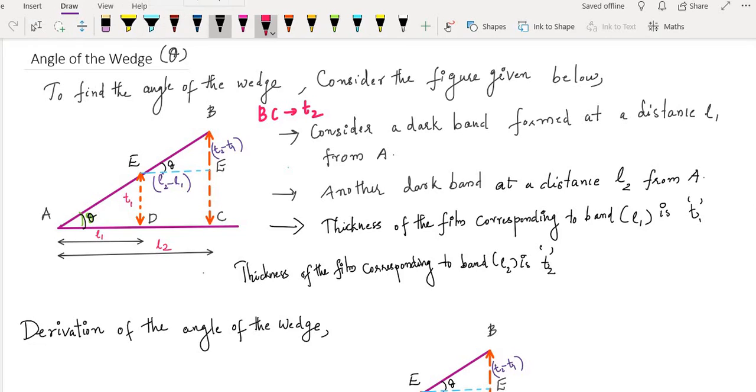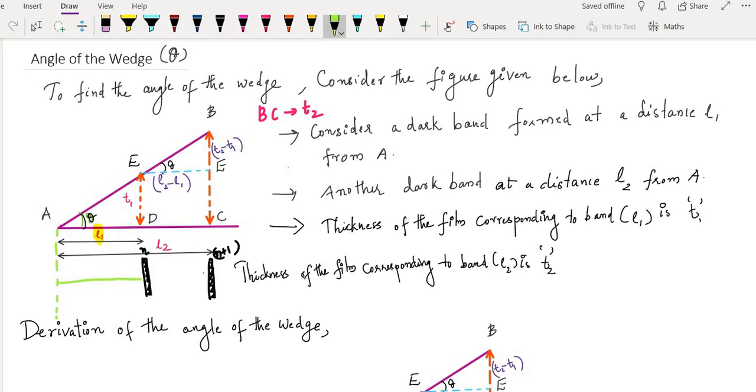We are getting so many bands, right? So I'm assuming that my nth band is formed here, and my n plus first band is here. What will be the distance between these two? N and n plus 1 are adjacent dark bands, so the distance between these two will be the bandwidth beta. And from the origin, A is my origin.